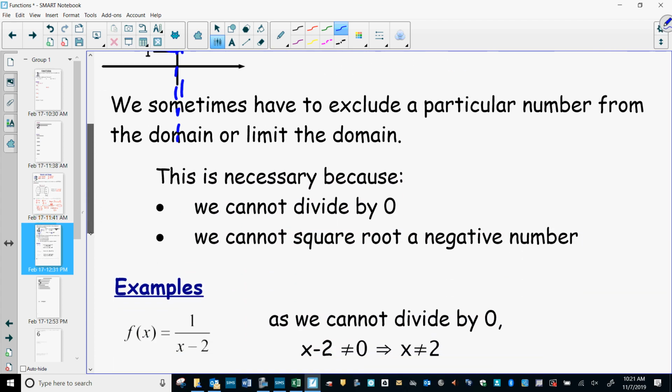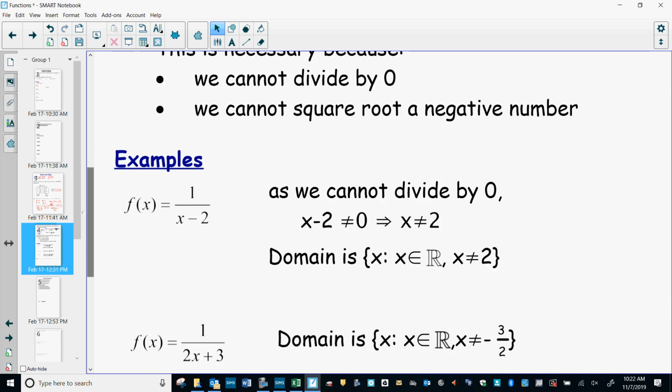This is where it starts to get a little bit trickier, in that in some cases they may say which value is excluded from your domain. There are two main reasons that numbers would be excluded. It's impossible to divide by 0 is one reason, and you cannot square root a negative number is your second reason. So if your function has any kind of fraction involved where the letter is on the bottom, then they may be looking at this feature. If you can see any square root signs, then we would be looking at this feature.